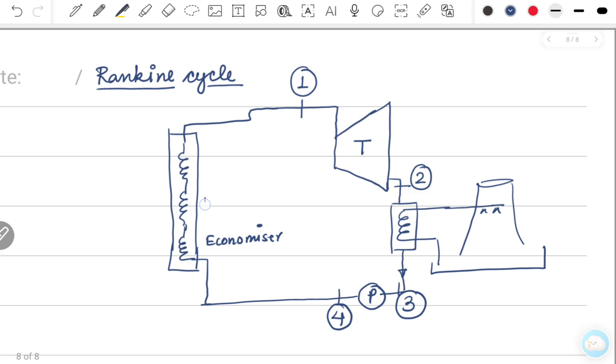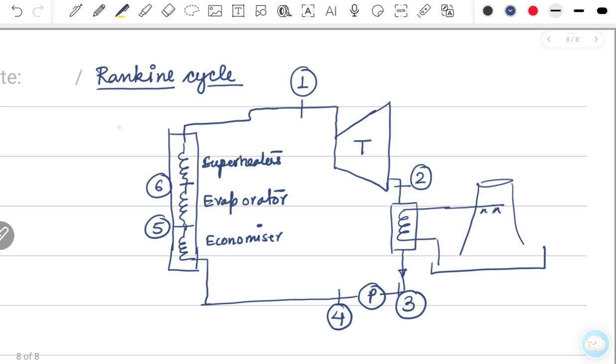Then comes the evaporator. That is the portion where the real conversion of water to steam takes place, and then that steam is further heated in the superheaters so that its energy can be increased and the temperature can be increased at the same pressure. So let's say this is state number 5, this is state number 6, and that is 1.